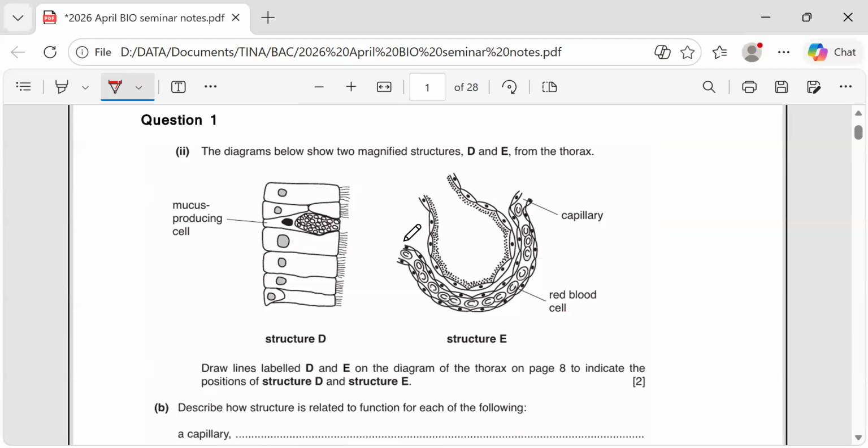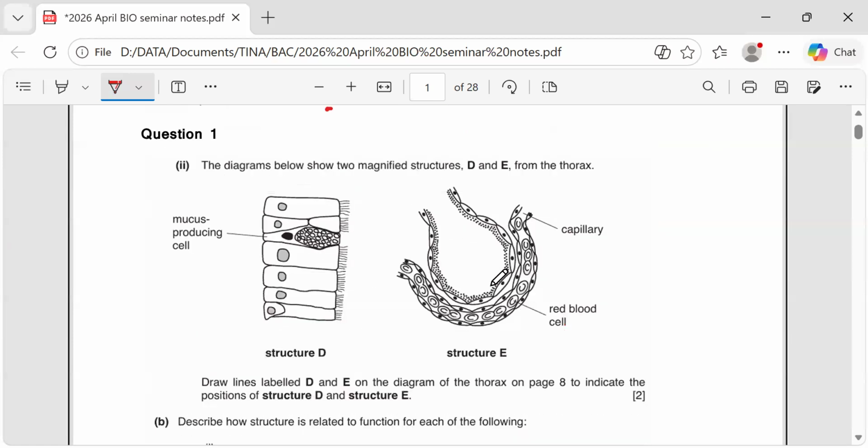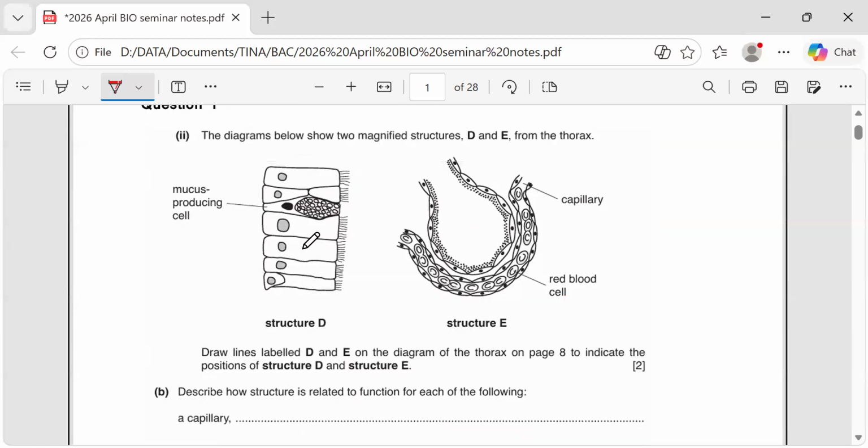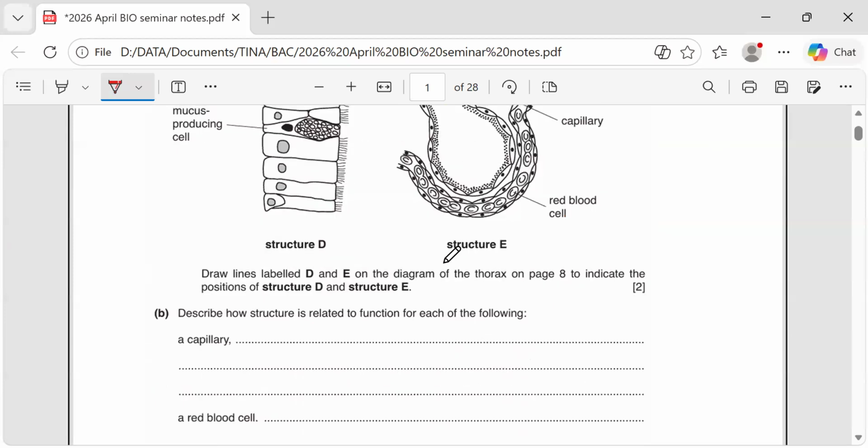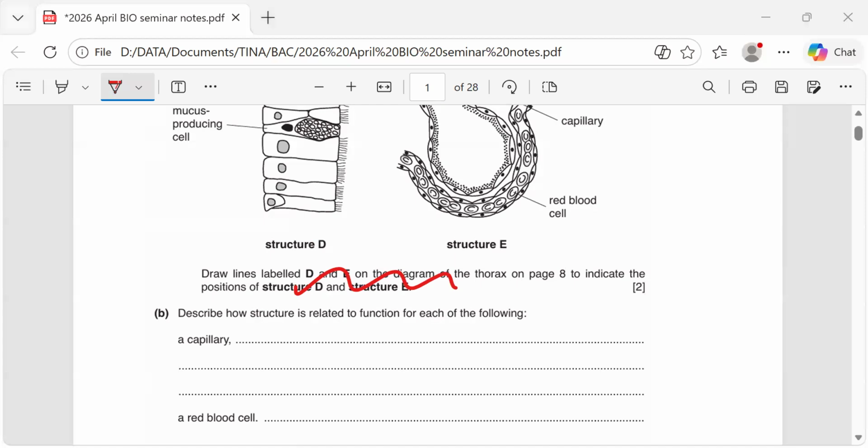Let's look at the first question. The diagram below shows two magnifications of structures D and E. This is a ciliated cell with a goblet cell. This is alveoli with capillary. Describe how the structure is related to each of the following functions. You ready? I'll say the walls are very thin walls.